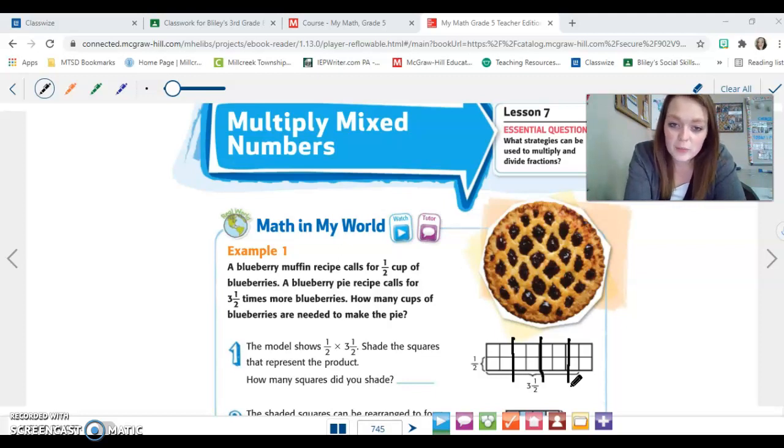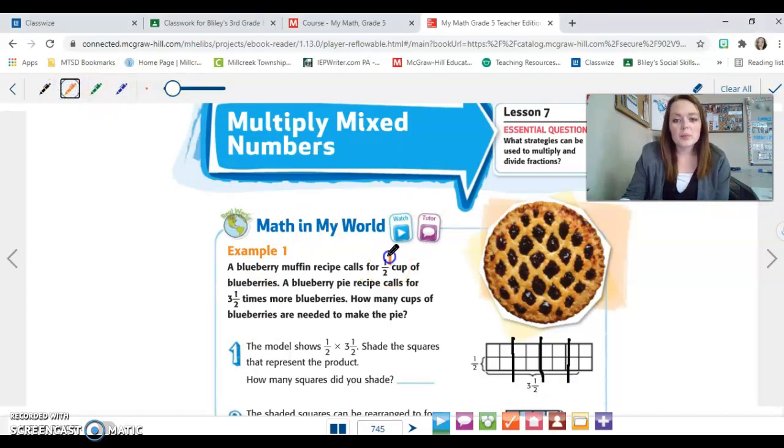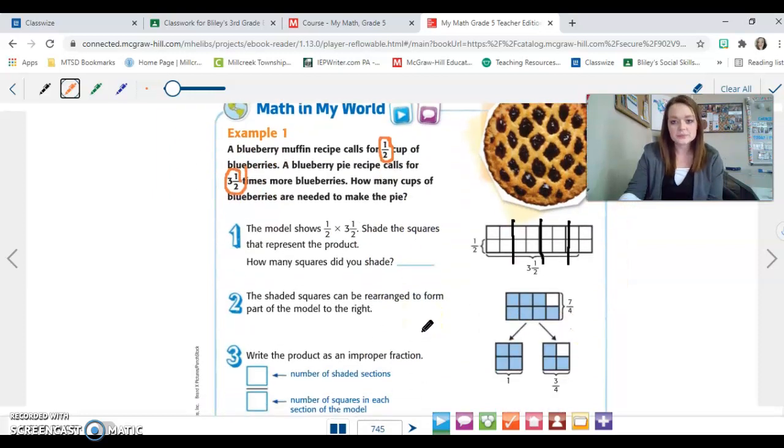A blueberry muffin recipe calls for 1/2 of the blueberries, and a blueberry pie recipe calls for 3 1/2 times more blueberries. How many cups of blueberries are needed to make the pie? So if we look back in our word problem, we can see our two fractions that we will be multiplying together are 1/2 and 3 1/2.